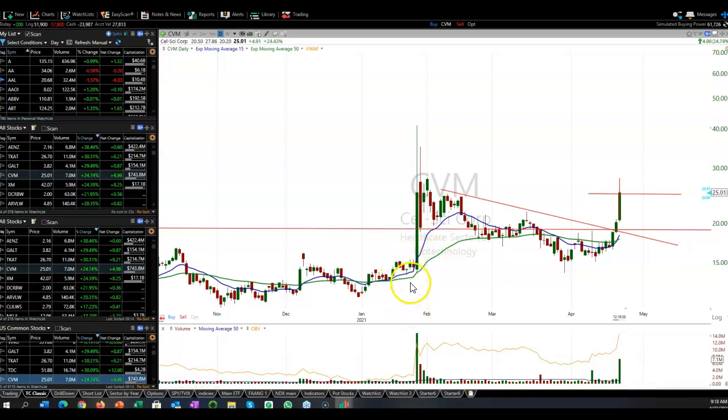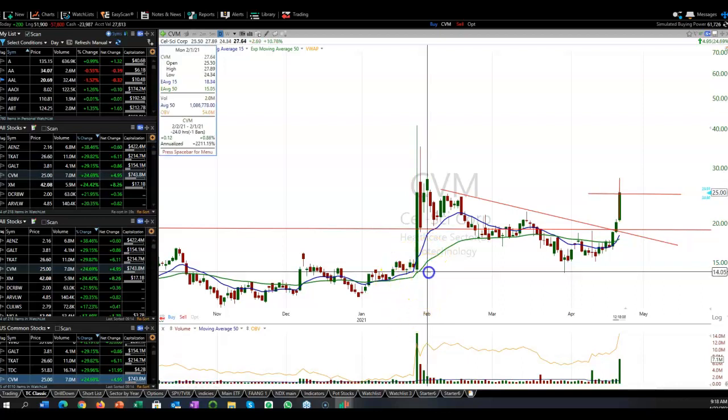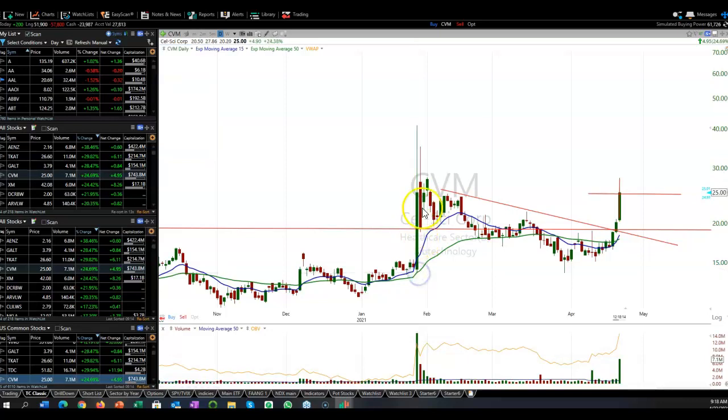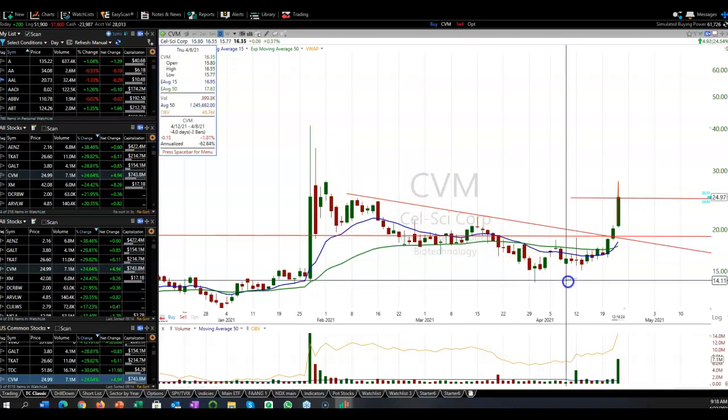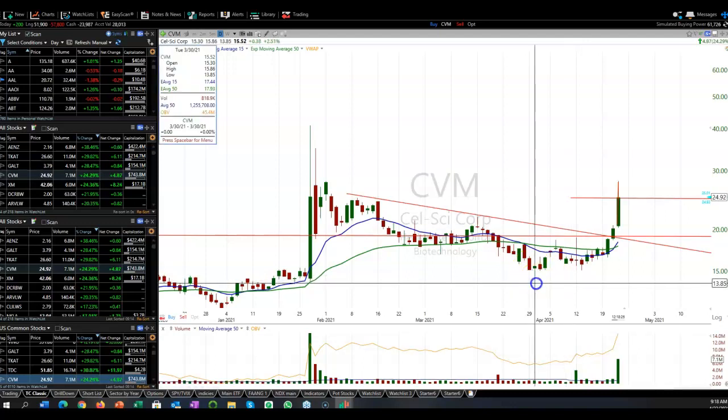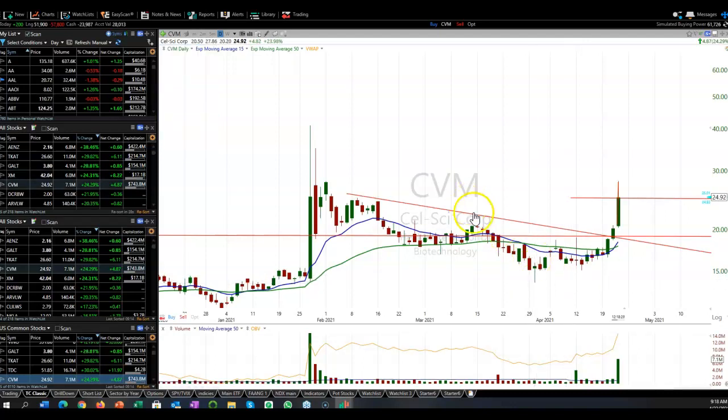Now we can see that on the CVM it did have a big pop back in end of January from $14 to $40, huge move. And then came off and drifted down to 15. Here's your capitulation down here to 13.85. But it did get into this downtrending channel, and it did break through resistance here, popped. And today we have a big follow through on it.